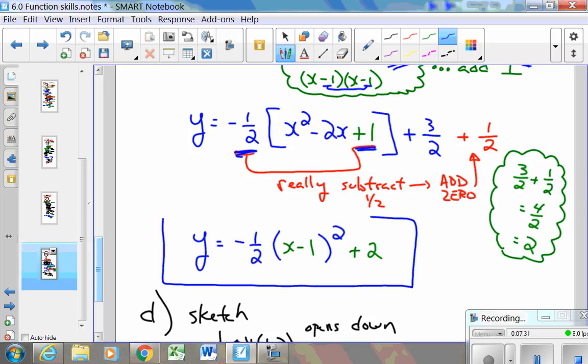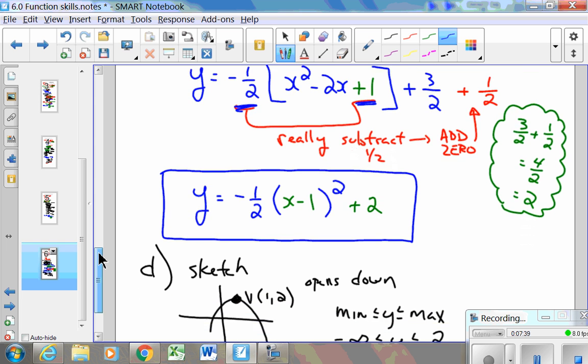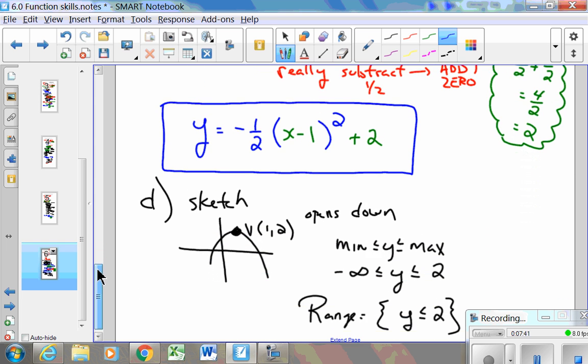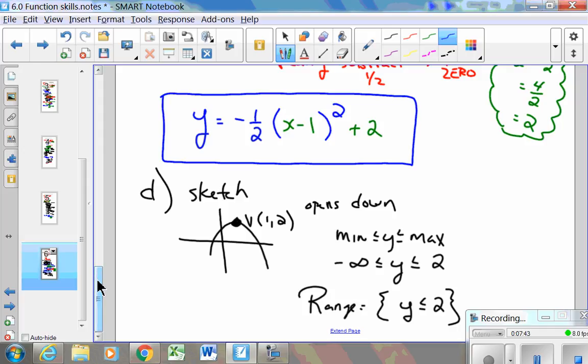So here's our vertex form then. Negative 1/2 is key, right? The a value doesn't change no matter which format you're in. It was negative 1/2 in part A, it's negative 1/2 in part B, and it's negative 1/2 in part C. How does that affect your range? It just tells you that your graph is going to open down. So instead of having a minimum value this time, we have a maximum value. The graph does not stop, so it goes down to negative infinity. If you read it just from the y value, y is less than or equal to 2.